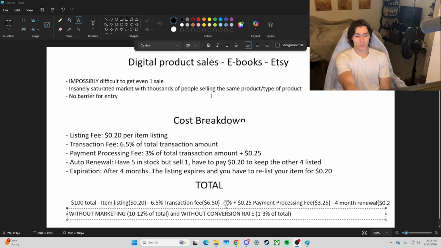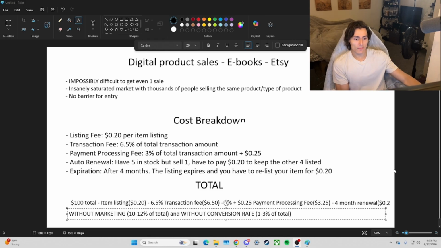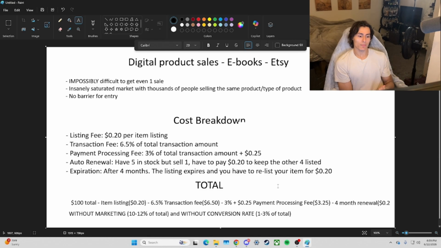But anyways, we're gonna go down to the total here for an example. We have $100 total, and so the item listing is 20 cents, and the transaction fees are $6.50. And then you have the 3% plus the 25 cents payment processing fee, which amounts to about $3.25. And then you have the 4 month renewal. I don't know why it got cut off there, but it's 20 cents, like you see up there in the middle bottom. And so that's all without marketing. Marketing can also take around 10 to 12% of the total. So that's about an additional 10 to 12 bucks off of your $100 total.